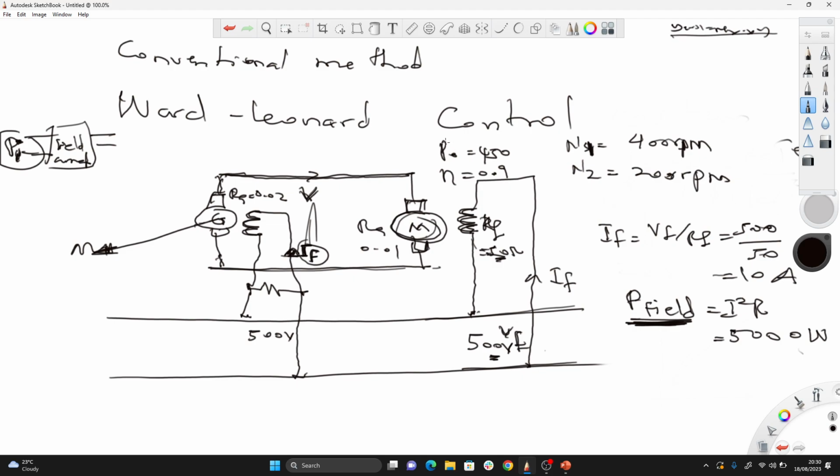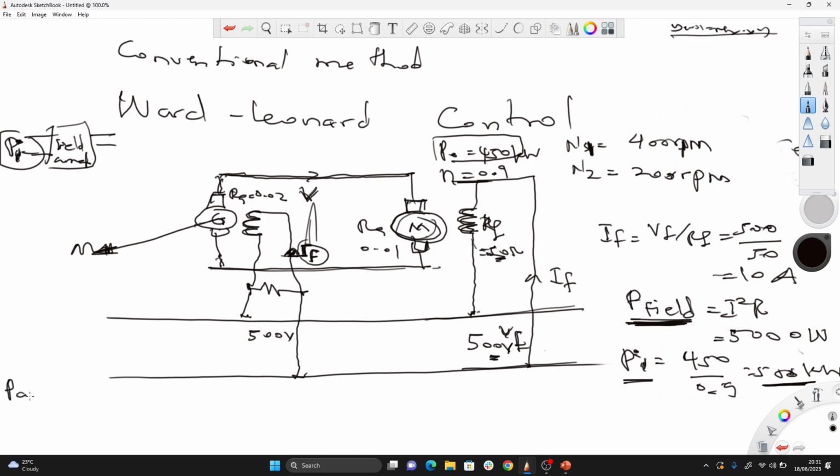I know output power 450. I know efficiency. I can find input power. P in is equal to P out over efficiency. 450 over 0.9. That's 500 kilowatts. Now I know input power. This is 450 kilowatt output. So I know input power, and I know the power in the field.